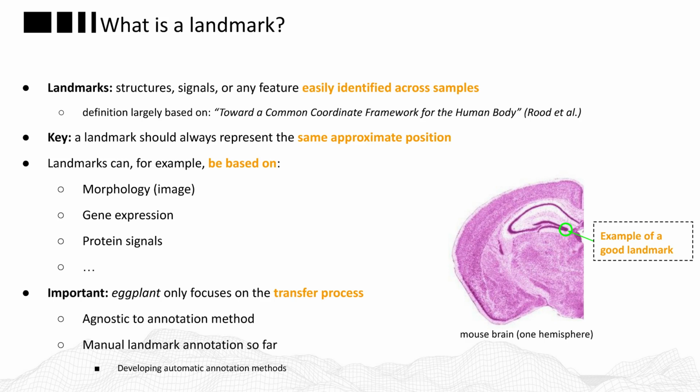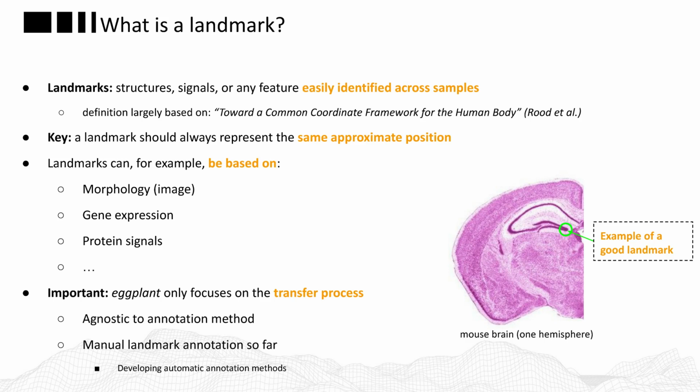Now, a key point is that a landmark should always represent the same approximate position. And landmarks can, for example, be based on the morphology if you have an image associated with your data. It could be based on the gene expression itself if that helps you to pinpoint certain locations within your data. Or it could be based on protein signals if you have, for example, a complementary stain that you use on your spatial transcriptomics data. Anything that allows you to identify a certain region or position can be used as a landmark.